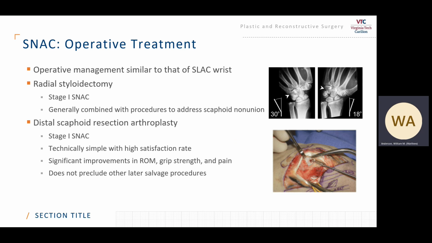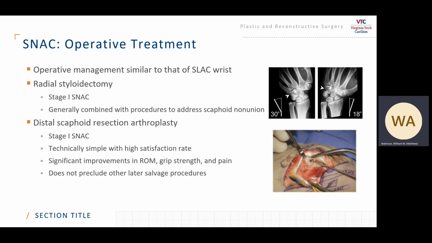Operative management of SNAC wrist is similar to that of SLAC. Radial styloidectomy is an option in stage 1 SNAC. This is generally not performed as a solo procedure and is instead usually combined with procedures that will address the scaphoid non-union.